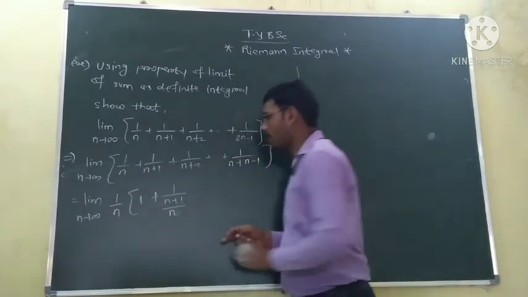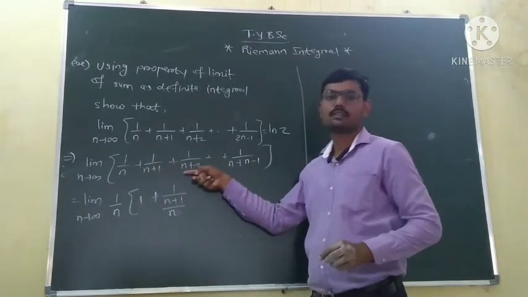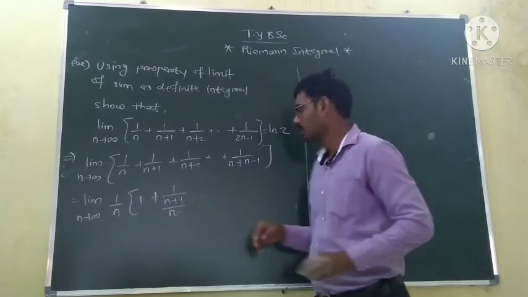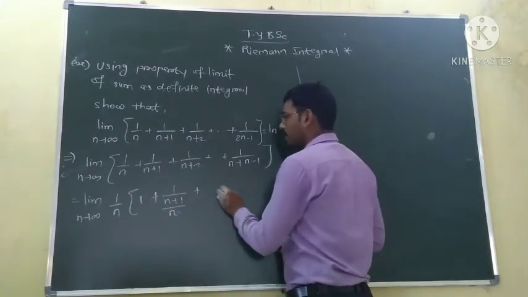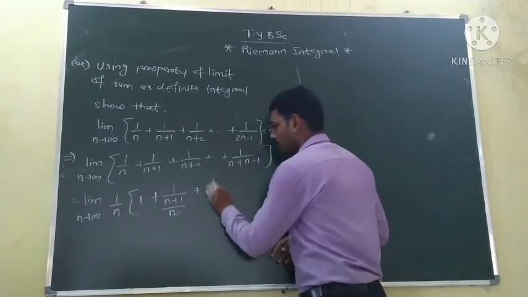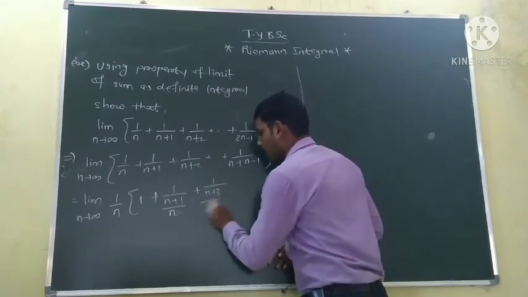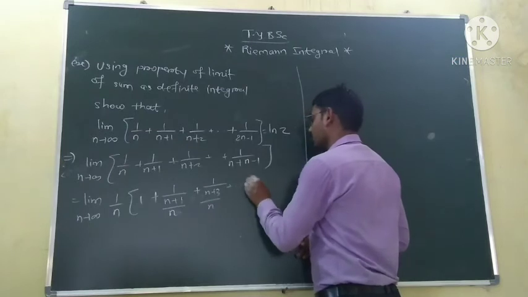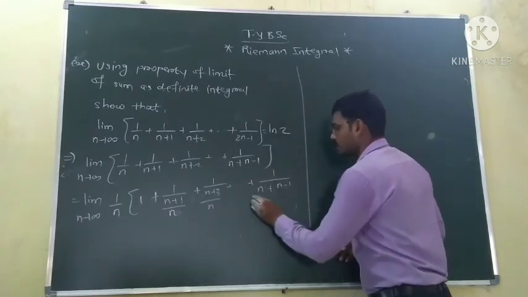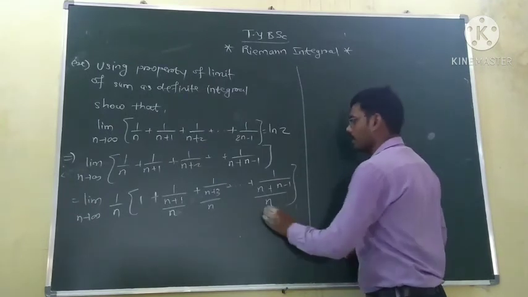So for this we also make some arrangement. We have to divide this term by n, so that we can take 1 by n outside. Again in the third term there will be 1 upon n plus 3 upon n, up to and so on. At last, 1 upon n plus n minus 1 upon n.